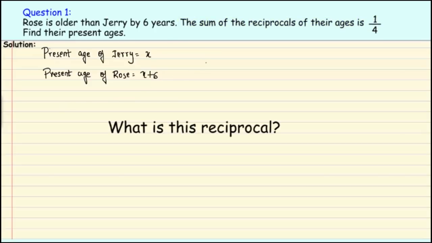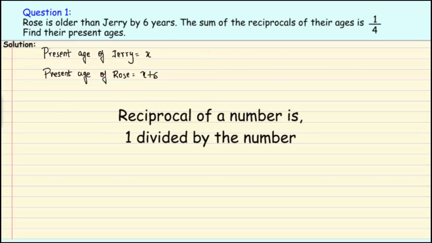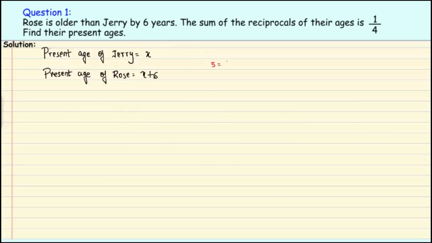Now what is this reciprocal? Reciprocal of a number is 1 divided by the number. For example, the reciprocal of 3 is 1 divided by 3 and of 5 is 1 divided by 5. And when we multiply a number by its reciprocal, we get 1. Here we have x and x plus 6. Therefore, 1 divided by x plus 1 divided by x plus 6 equal to 1 divided by 4.